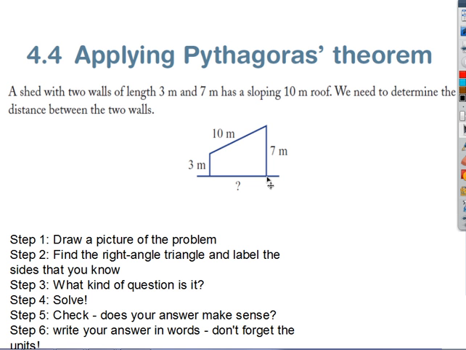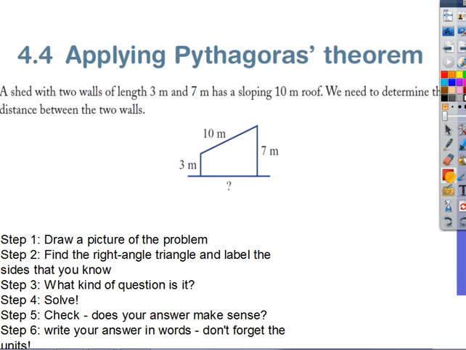So at first glance it doesn't look like a right angle triangle problem that I could use Pythagoras for. But what I can do to turn it into a right angle triangle problem is to put in a new line. So I'm going to put in a line. Let's make it a green line so you know that I drew it.